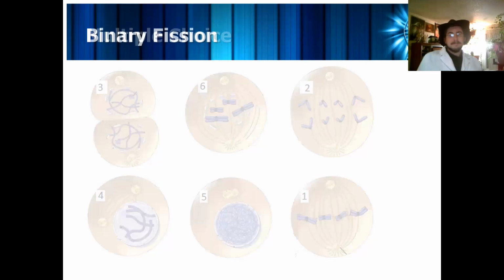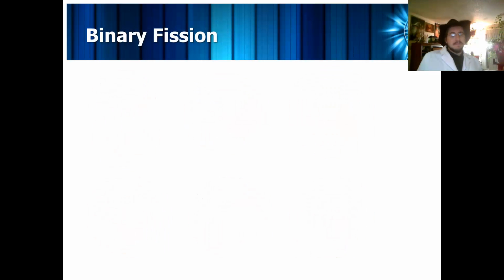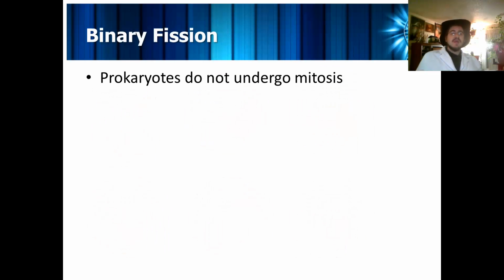So, binary fission is a term for what happens when prokaryotic cells divide. See, prokaryotic cells don't have a nucleus. So they also don't have the eukaryotic chromosome. They have circular DNA. So it's actually quite different when prokaryotic cells divide. They undergo a process called binary fission.